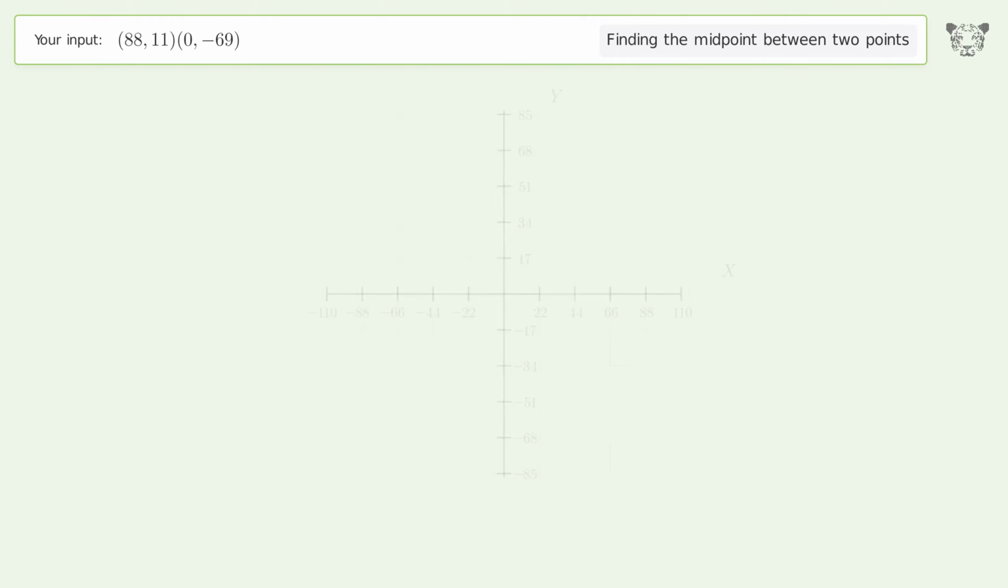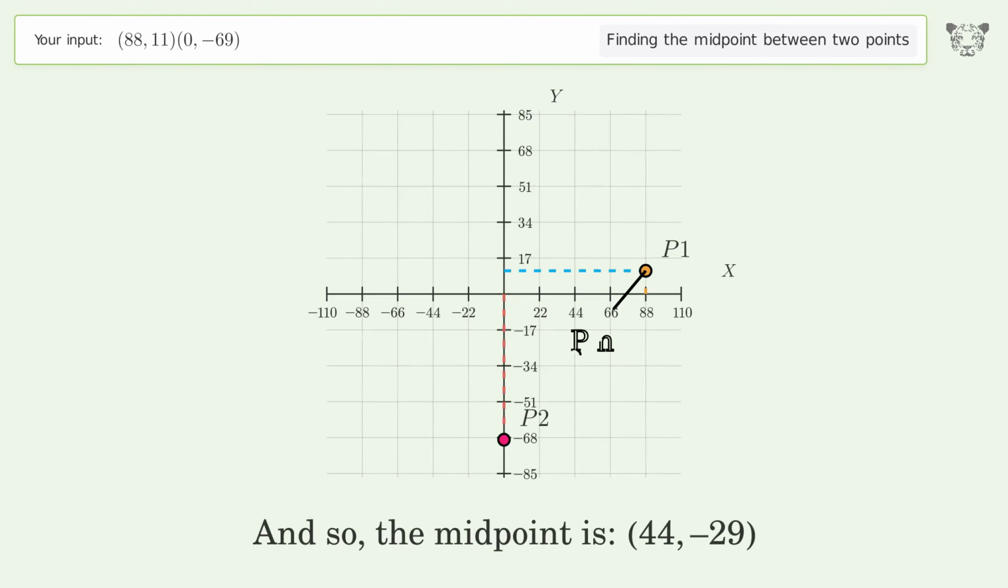And so, the midpoint is 44, negative 29.